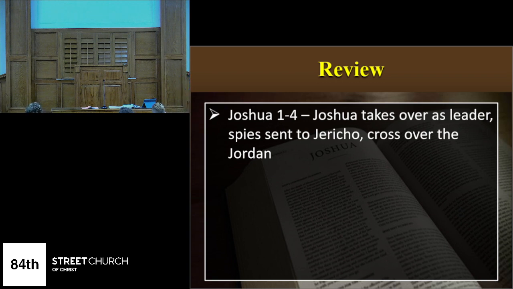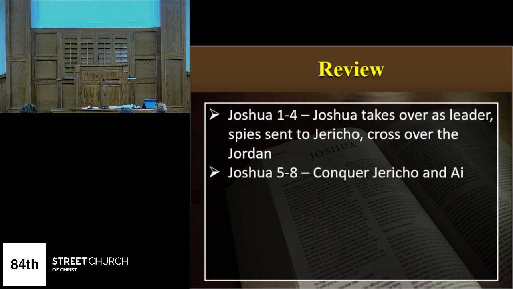And not only that, but we see that there were spies that were sent out to Jericho. We're going to be talking a little bit more about this land that the spies went to. They went to Jericho and spied it out. And we talked about the crossing over of the Jordan River. We got into Joshua chapter 5, and we recognized that they conquered Jericho and then took Ai.